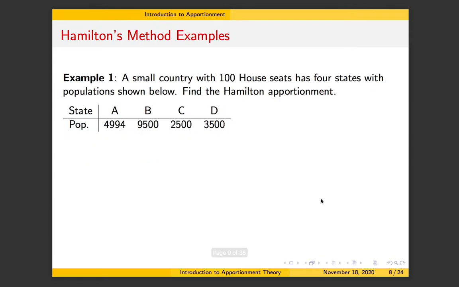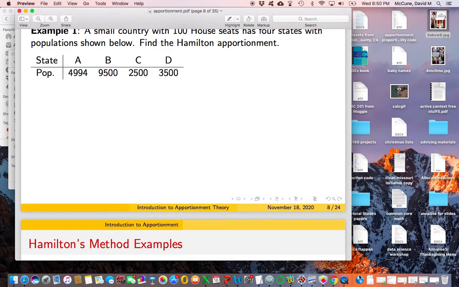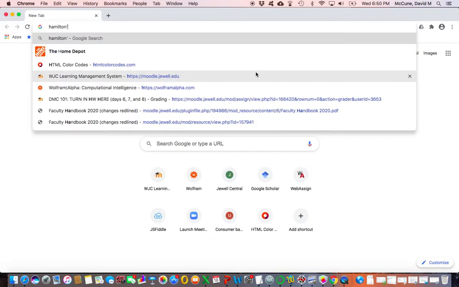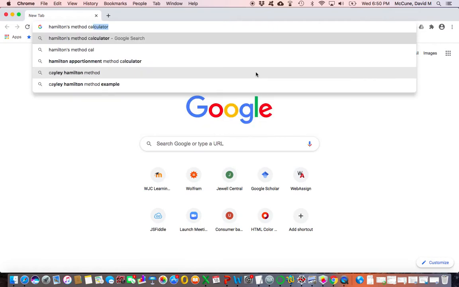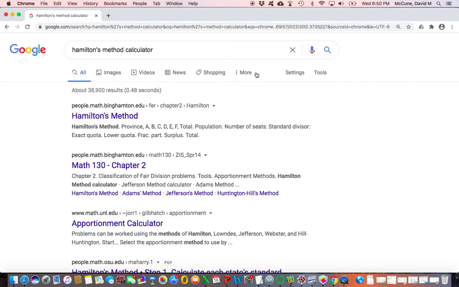So let's look at an example. Here's a smaller example. So this small country has only 4 states with very small populations, 100 seats. Let's find the Hamilton apportionment for this. And as you move through the project you're going to do, I would suggest you use technology very liberally, so use it as much as possible. So of course, Hamilton's method, you can find a calculator for it. So I'm going to Google Hamilton's method calculator. Let me show you which one's the best.